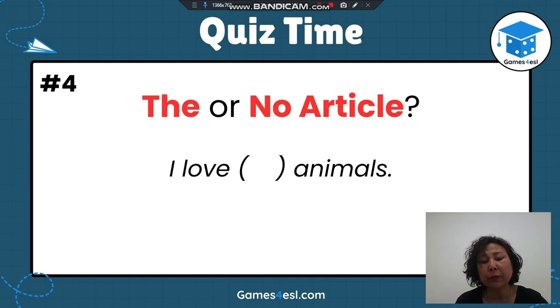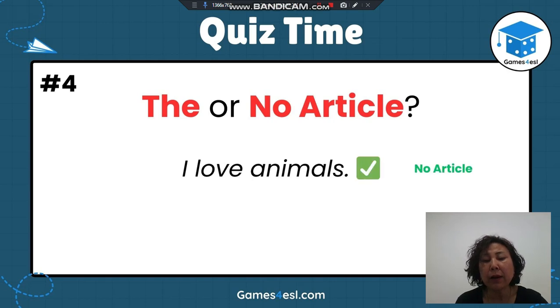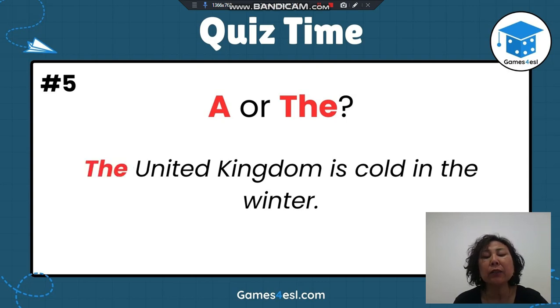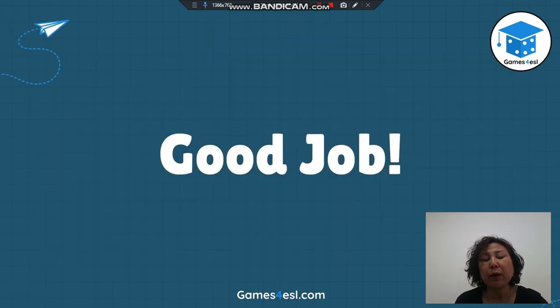The or no article. I love animals. Is that right? I love animals. So you don't use an article in this sentence. A or the. United Kingdom is cold in the winter. Is that right? The United Kingdom is cold in the winter. Okay.